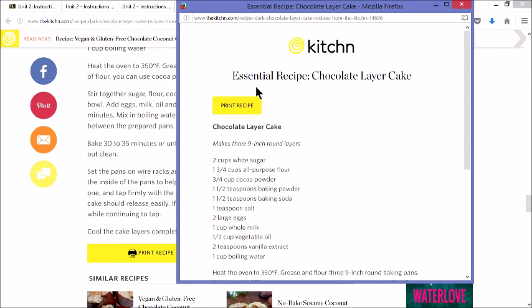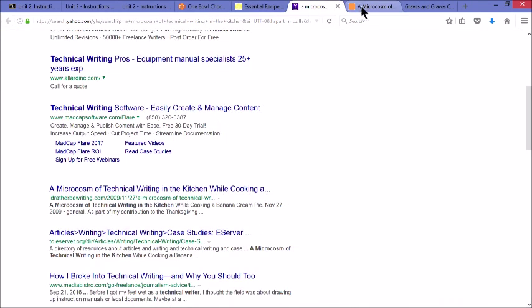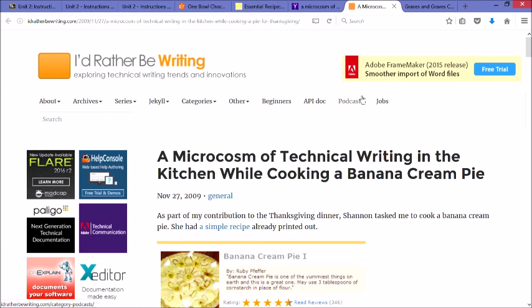While we're on the topic of baking, one of my favorite readings for this unit is called A Microcosm of Technical Writing in the Kitchen While Cooking a Banana Cream Pie. You'll be reading this for Activity 5. It's a short blog post that illustrates one of the biggest challenges when writing any kind of instructions: dealing with a level of reader expertise.